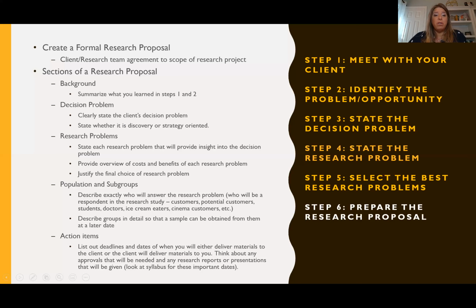It states the research problems, and it also provides an overview of the costs and benefits of each research problem. And you want to be able to have a justification as to the final choices for those 3 to 4 research problems. Why is it that you chose those?